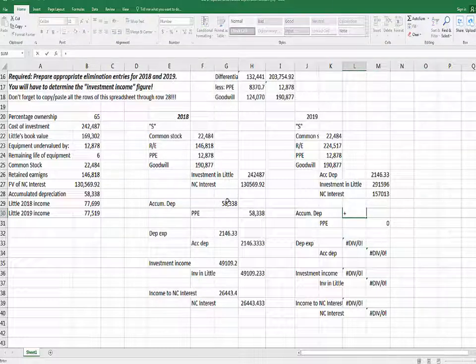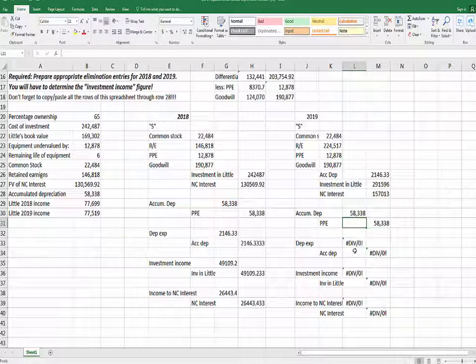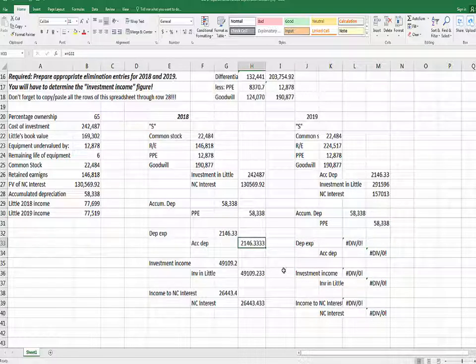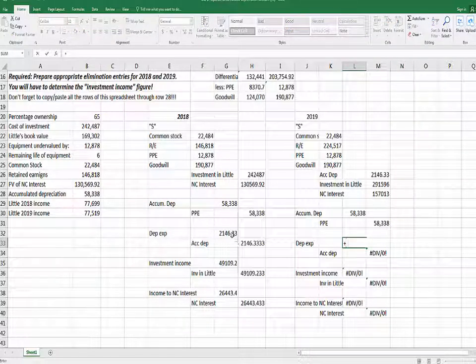Then we repeat this same accumulated depreciation entry again. We're going to do this same entry over and over and over for as long as we continue to own that asset. Every year we're going to add another $2146.33 to the accumulated depreciation. So next year this is going to be roughly 4,300. The year after that about 6,500, and it's going to grow year by year as we write off that property, plant, and equipment differential. Depreciation expense, same as it was last time.